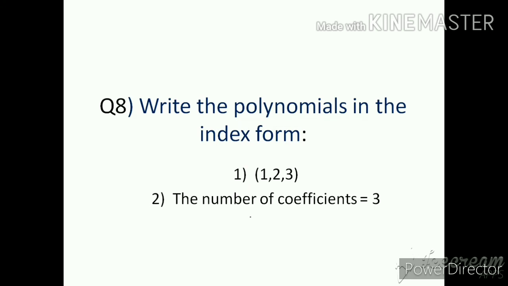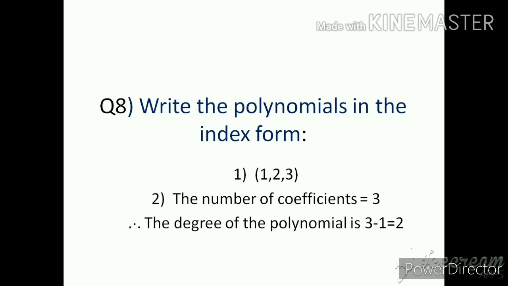Now we have to find out the degree. Therefore, the degree of the polynomial is 3 minus 1 equal to 2. It means the degree is 2, children. And why minus 1? Because at the last we keep the constant number. So the constant number we have to exclude. Therefore, the index form is x square plus 2x plus 3.